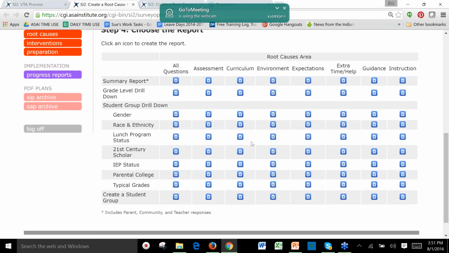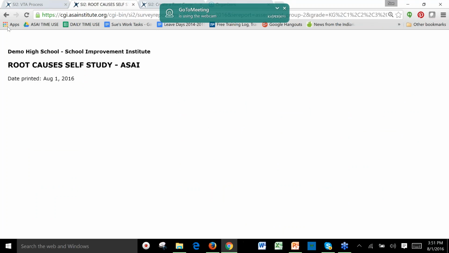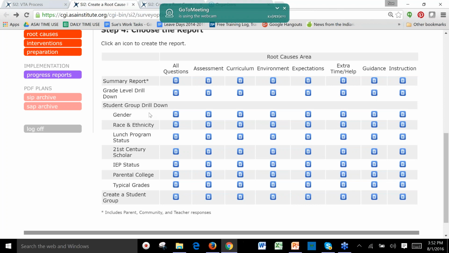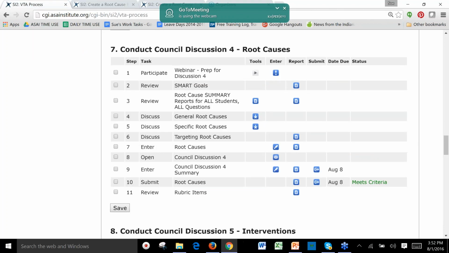reports. Let me just open one of these. I don't know for Demo High School if we have data in here, but let's just go look and see what we can see. No, we don't. At any rate, when you open those reports, it'll show you, like this report would show you boys versus girls, you know, the different race and ethnicities, free lunch, free and reduced or paid lunch, etc.